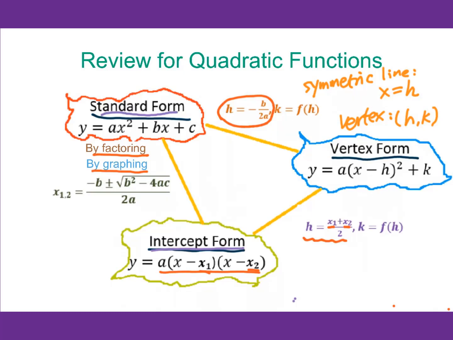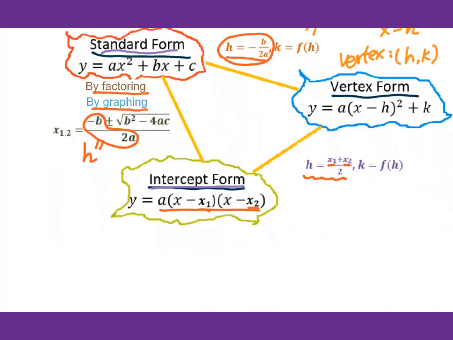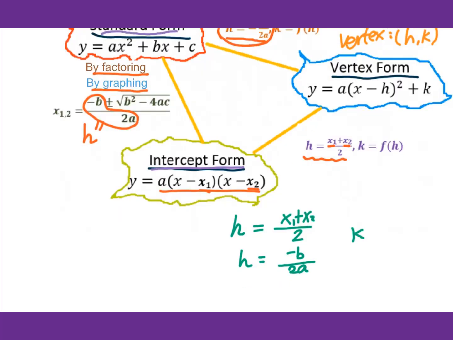How do you remember this h? Check this quadratic formula. Negative b over 2a, this equals h. You need to remember that h equals (x1 plus x2) over 2. Also h equals negative b over 2a. K always equals f of h.